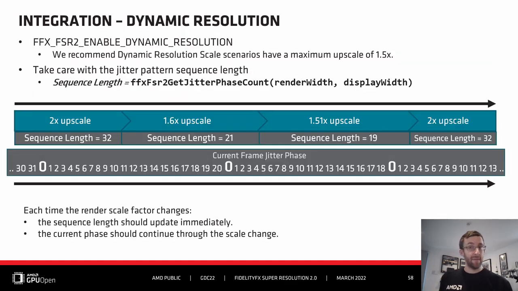This leads us on to dynamic resolution situations, where the scaling factor can change from frame to frame. Here, we need to enable the dynamic resolution flag and take care with the jitter pattern sequence length. Adjust the sequence length each frame to correctly reflect any change to the scale factor, and always continue the current phase through this change as seen in the timeline diagram here. This will then lead to the correct jitter being applied and maximize image quality by allowing the correct number of frames before sequences repeat, increasing the detail that is accumulated into the output.